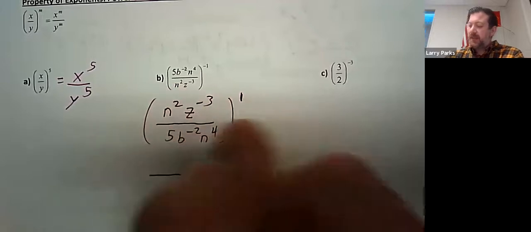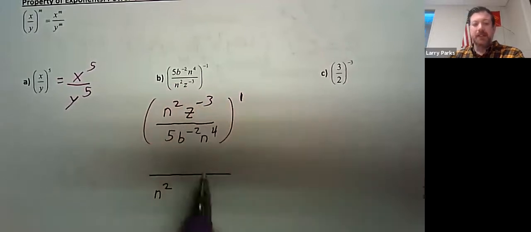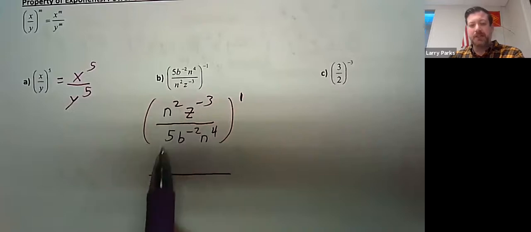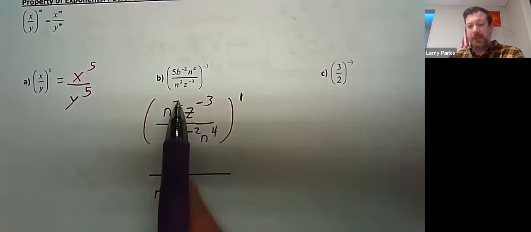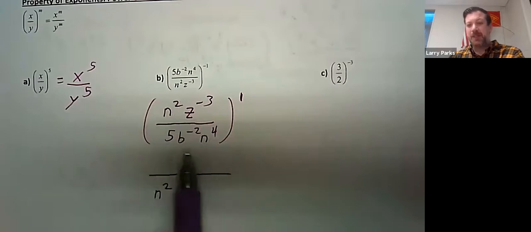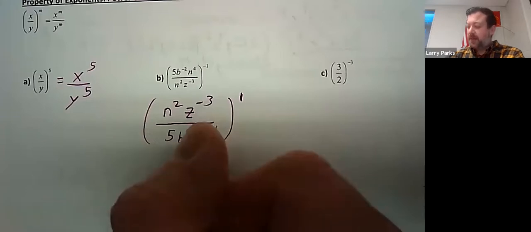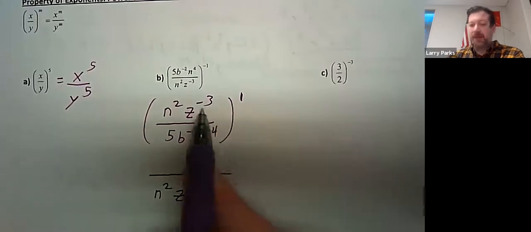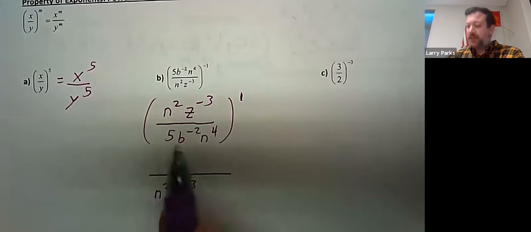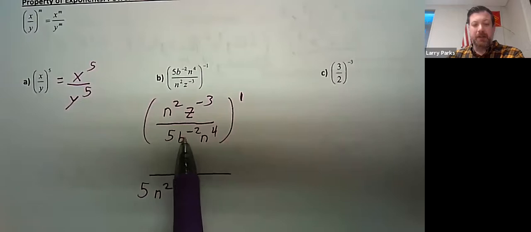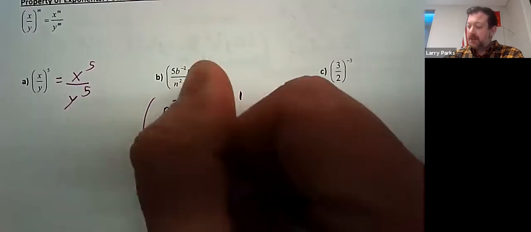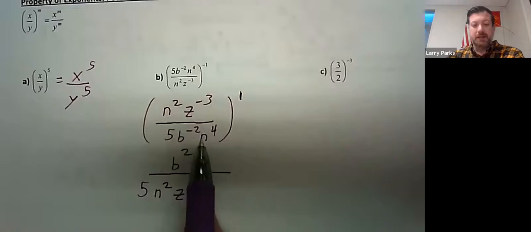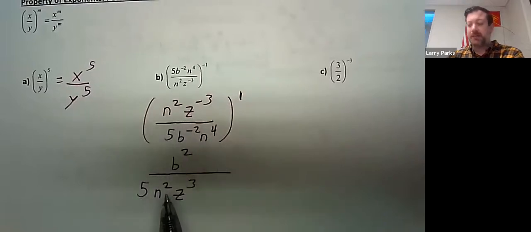So I'm going to have n squared on bottom. We could always subtract that way, 4 minus 2, and put that on bottom. If you want to go this way, 2 minus 4, that's negative 2, but then you're going to bring it down anyway. Let's see, z to the negative 3, I'm going to go ahead and bring down. Make it positive. The 5 is good, leave it there. And then the b, I'm going to bring up, make it b squared. And then I already did 4 minus 2, and you got 2. So this is the simplified form of that exponent.